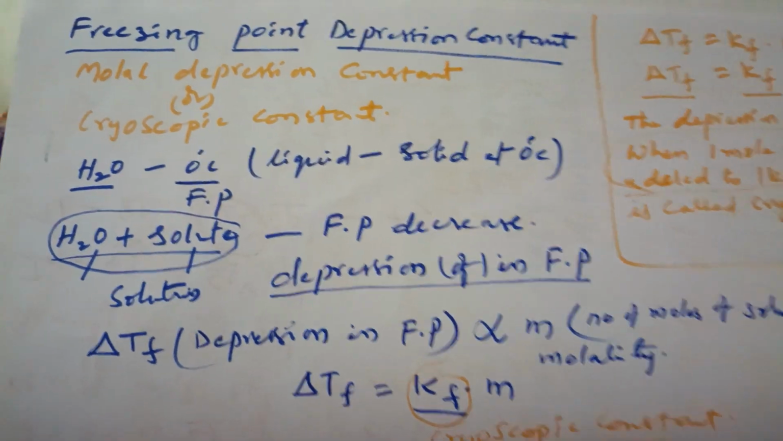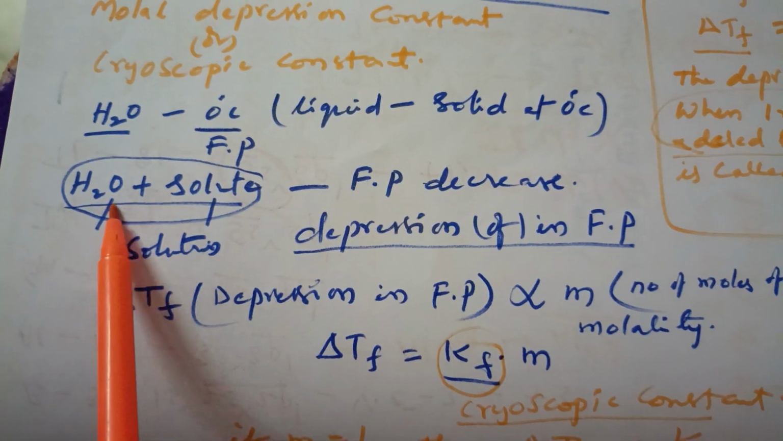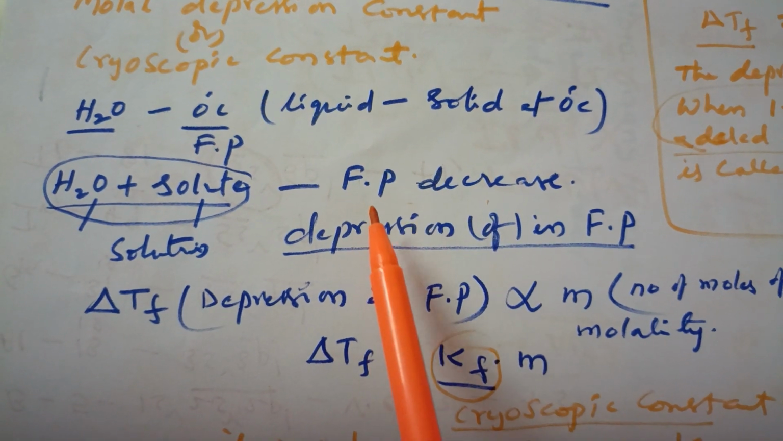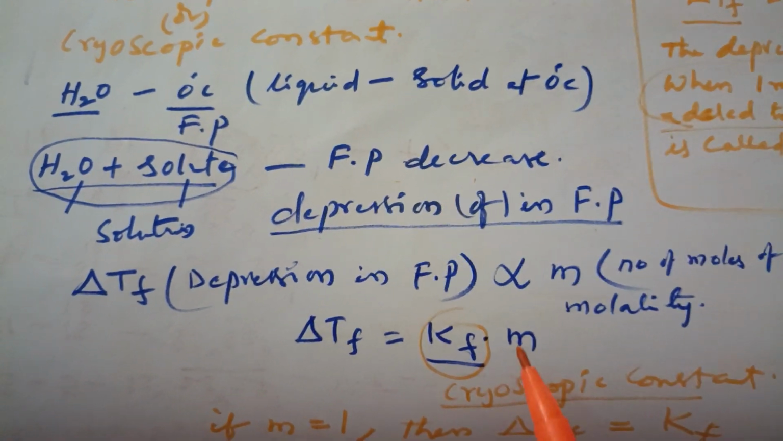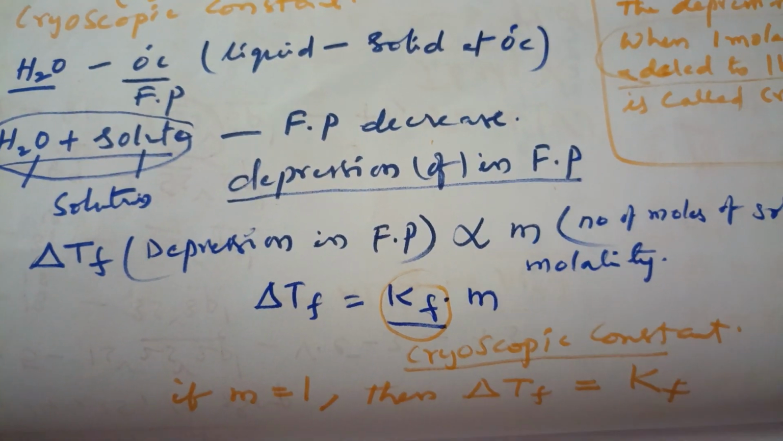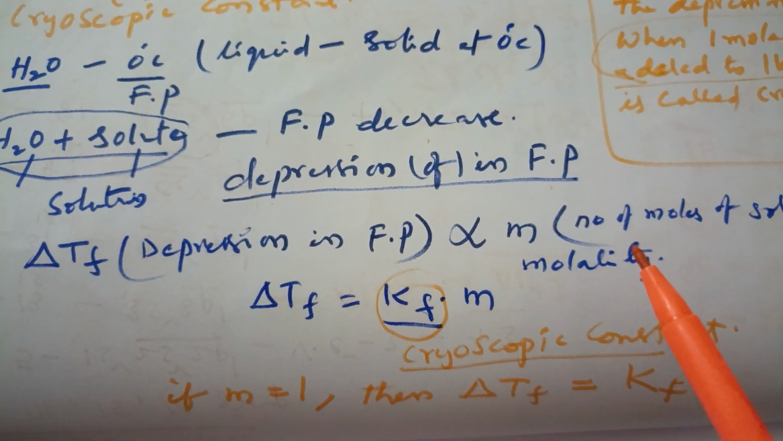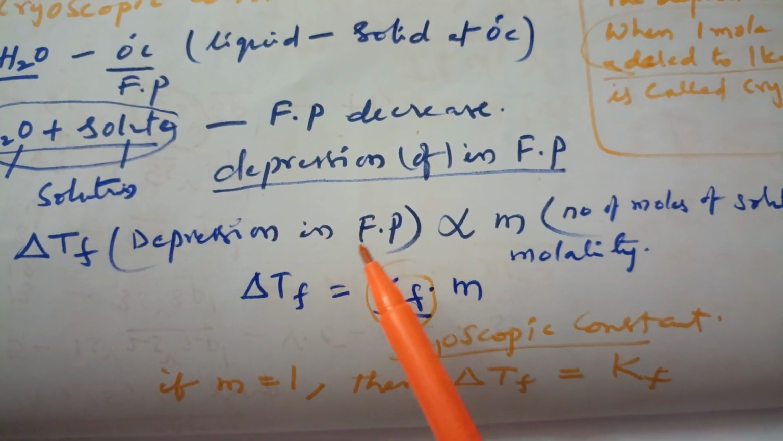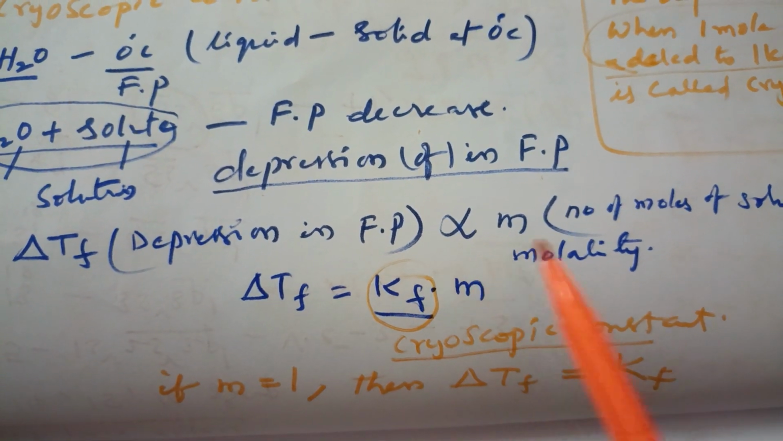Simply you have to understand, if you take pure solvent, it has some freezing point. If you add solute to that solvent, then the freezing point will decrease. That decrease in freezing point is called depression in freezing point. This depression in freezing point is proportional to molality, that means the number of moles of solute in that solvent. If the number of moles of solute is increased in that solvent, depression in freezing point also increases. That is, delta Tf is proportional to m.